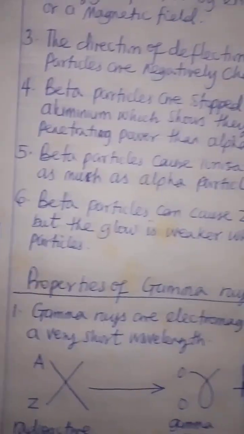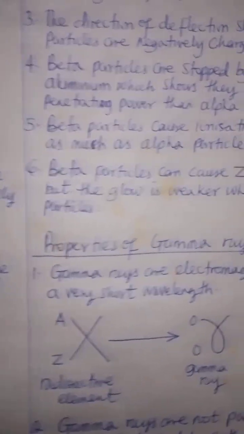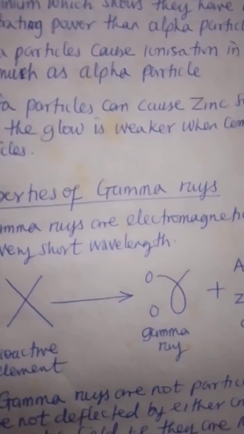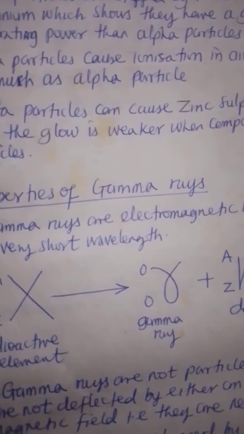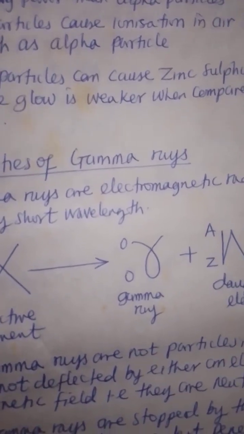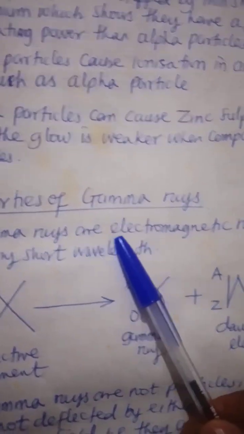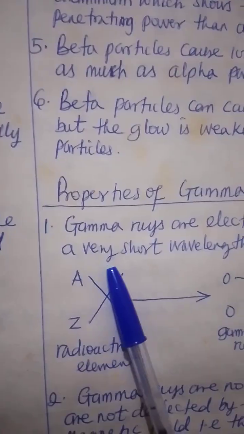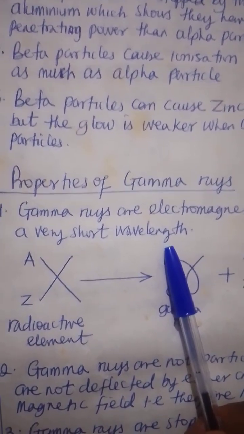This will take us to properties of gamma rays. What's the nature of gamma rays? We have ascertained that the nature of alpha particle is helium nucleus. The nature of beta particles are fast moving electrons. They are electrons. Then what is the nature of gamma rays? Gamma rays are electromagnetic radiation with very short wavelength.